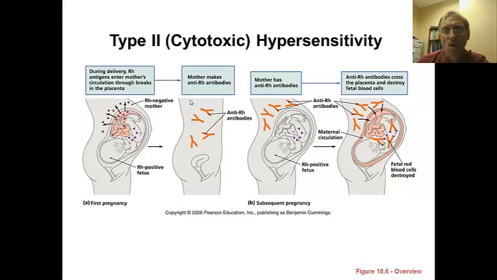It's obviously artificial because we're giving an injection into the mom, but this passive antibody transfer given to the mom at the time of delivery of an Rh positive baby prevents the formation of anti-Rh antibodies and any subsequent type 2 hypersensitivities.